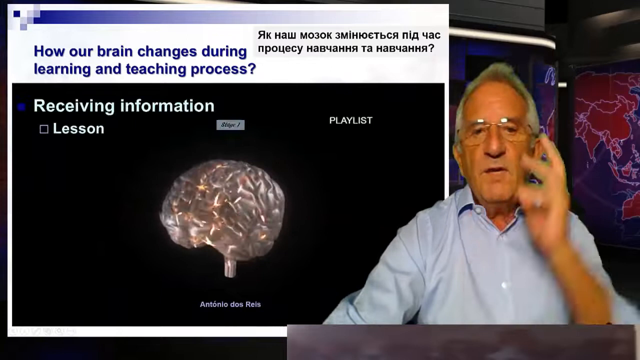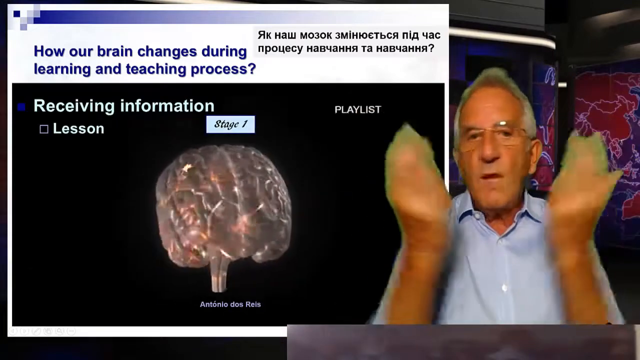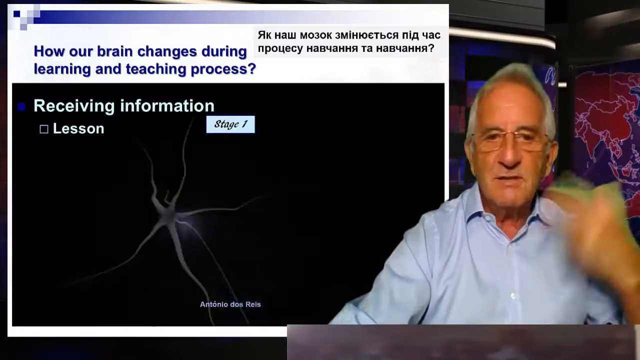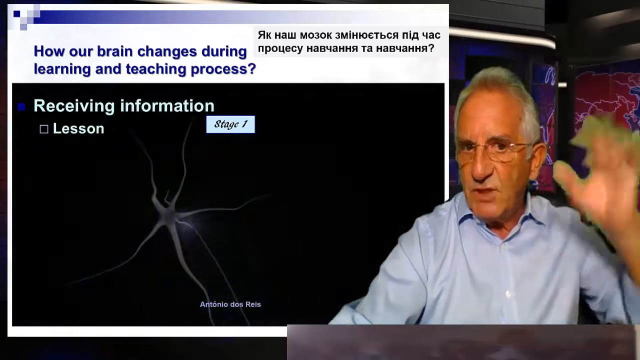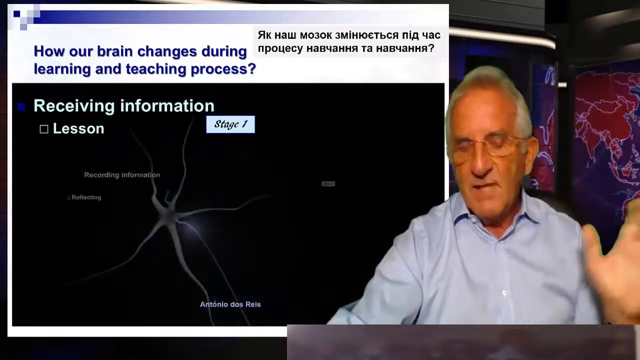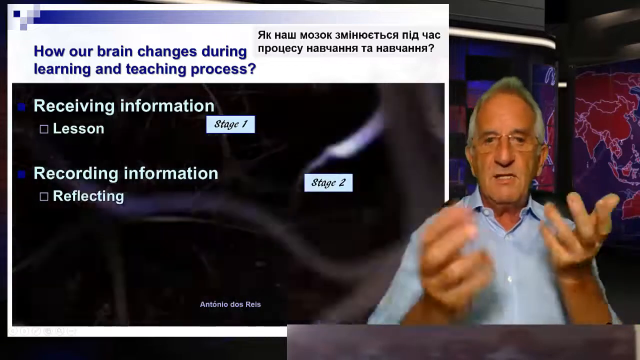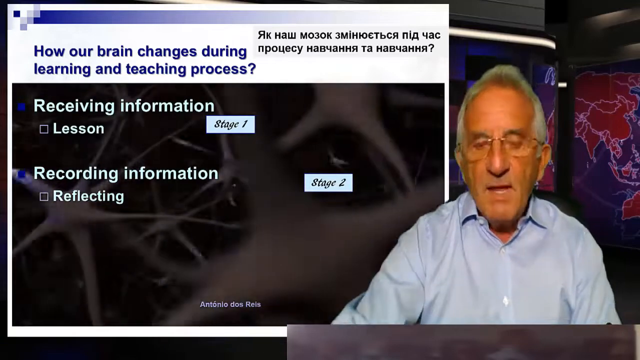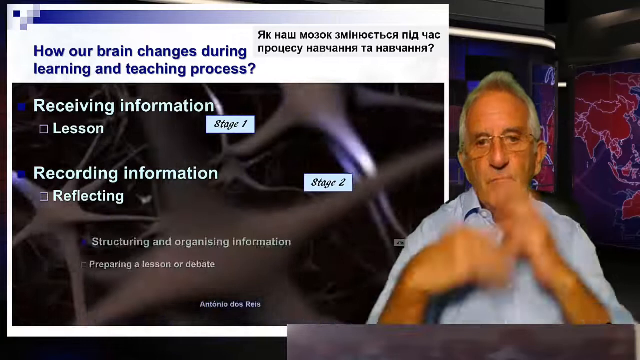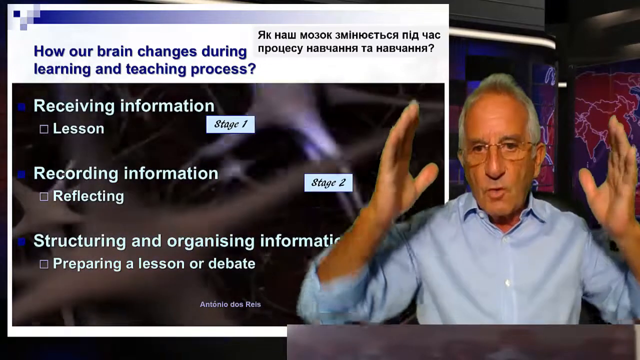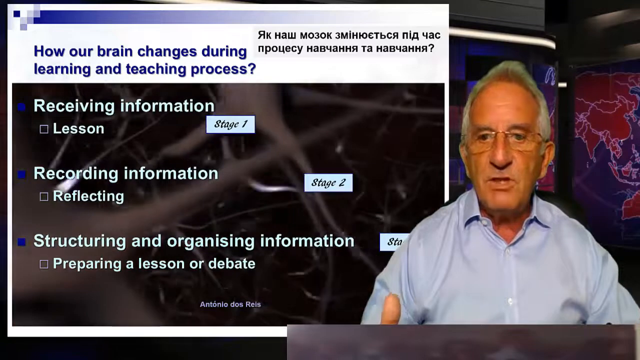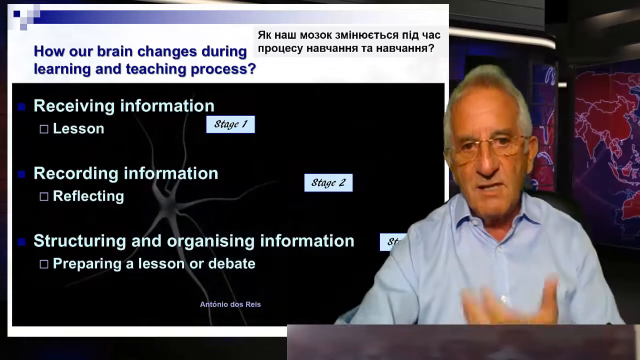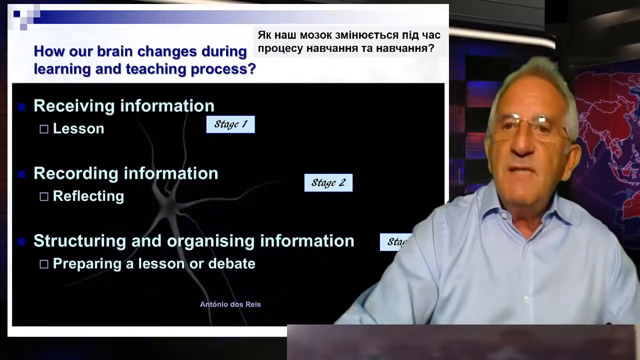When we are learning, we have 3 stages. First, we are receiving information, in a lesson, by reading and so on, and when we start to receive information, our neurons are registering. Then in stage 2, we are recording information because we are reflecting on it. But stage 3 is a very important part: structuring and organizing information, when we are preparing presentations, discussing with our colleagues, and so on. These are the 3 stages.